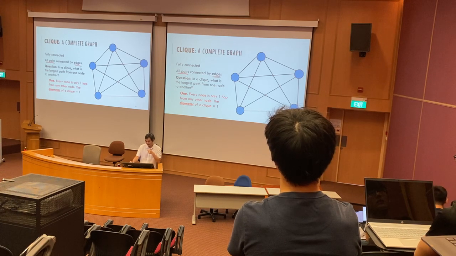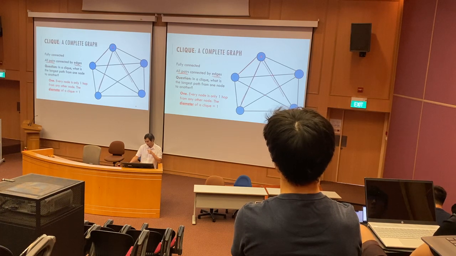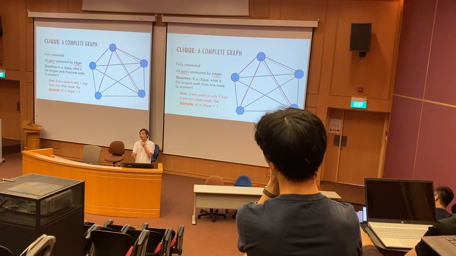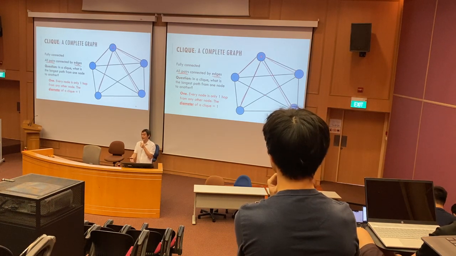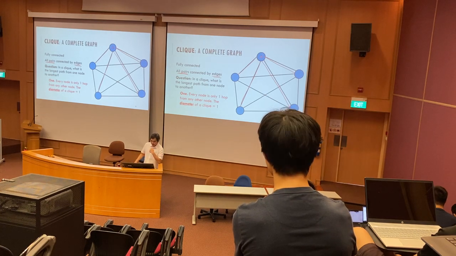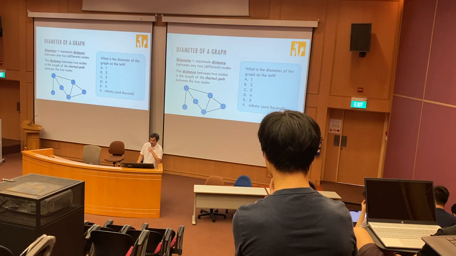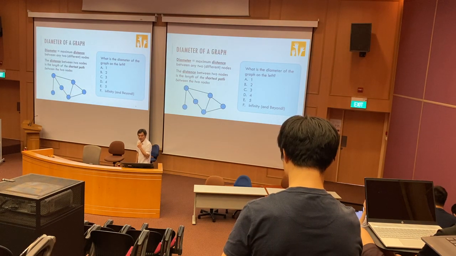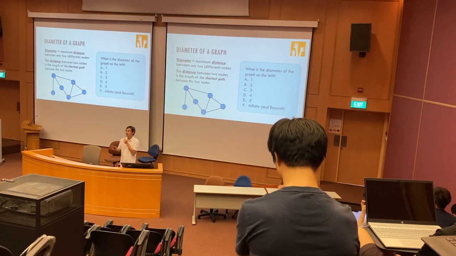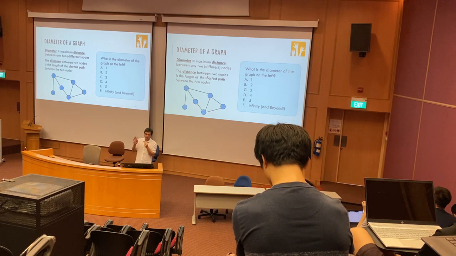If you start here, I can get to any other node via one edge, and it's likewise for all the other nodes. That's a special property of cliques. So the diameter of a clique is 1. Let's formally define it. A diameter is the maximum distance between any two different nodes.